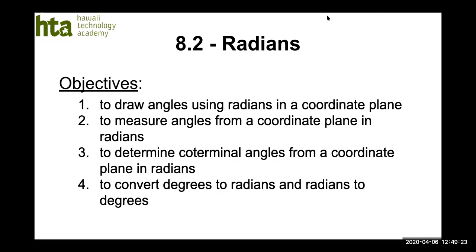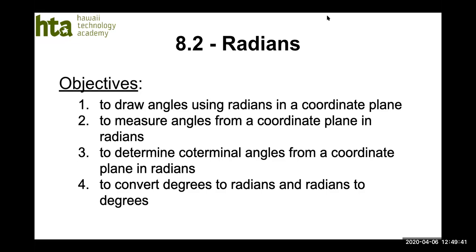Radians is a different way of measuring angles other than degrees. If you've noticed on a scientific calculator, there's a DEG button or a RAD button for switching between degrees and radians. That's what it's talking about. Radians is a different way to show your answer than the actual degrees.